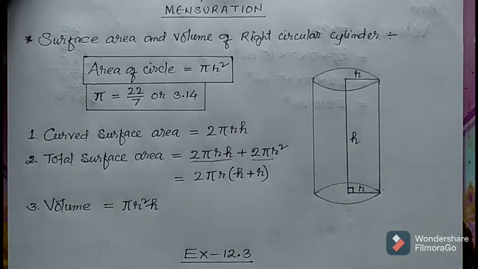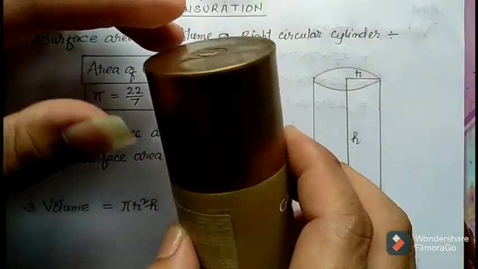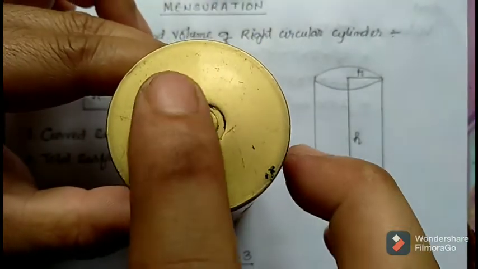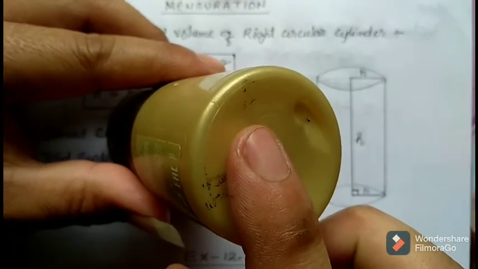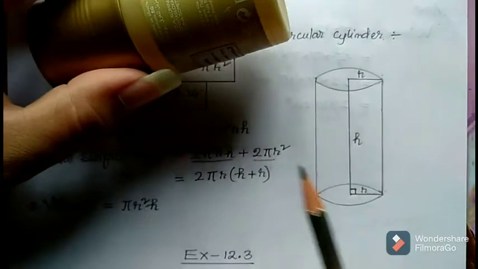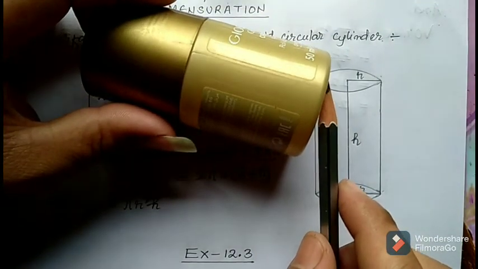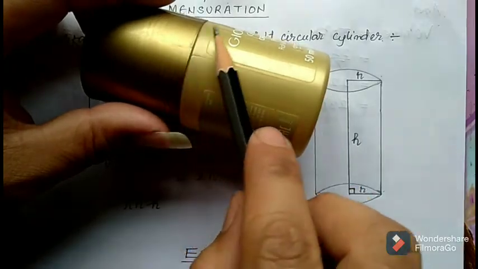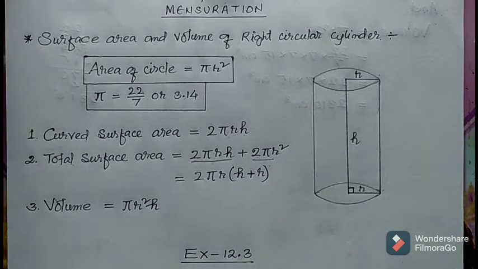By total surface area, we mean the curved surface area plus the top area of the circle plus the bottom area of the circle. Here I write 2 times the area of a circle. Top and bottom are circular, plus this curved surface area gives the total surface area of the cylinder. And now the next one is volume.